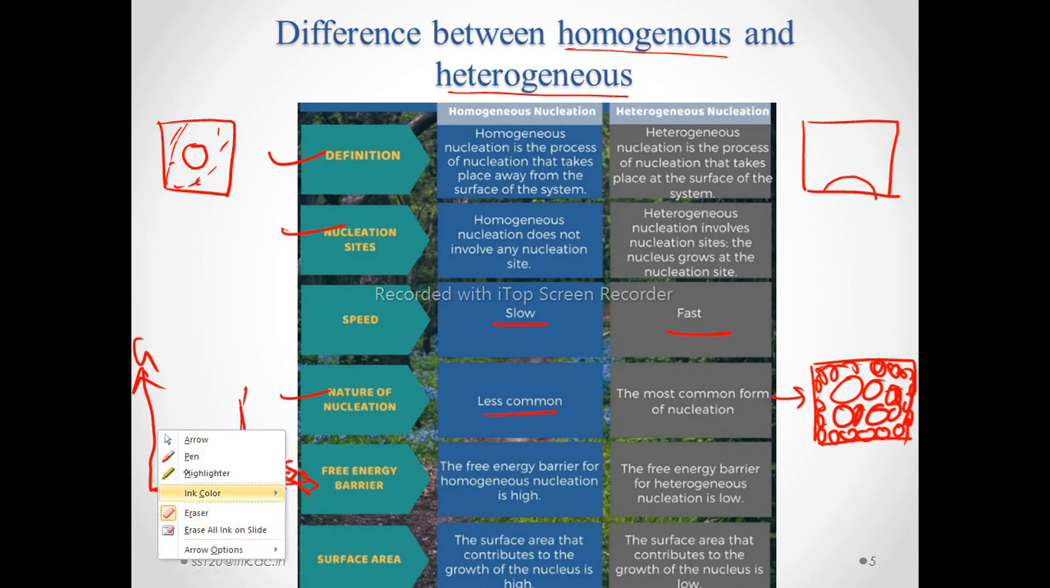The last point is surface area. The surface area that contributes to the growth of the nucleus is high for homogeneous nucleation, whereas for heterogeneous nucleation, the surface area that contributes to the growth of the nucleus is very low. So these are the basic differences that can be asked in any competitive exams or interviews on heterogeneous and homogeneous nucleation. In most PhD interviews, these are the common differences they ask.